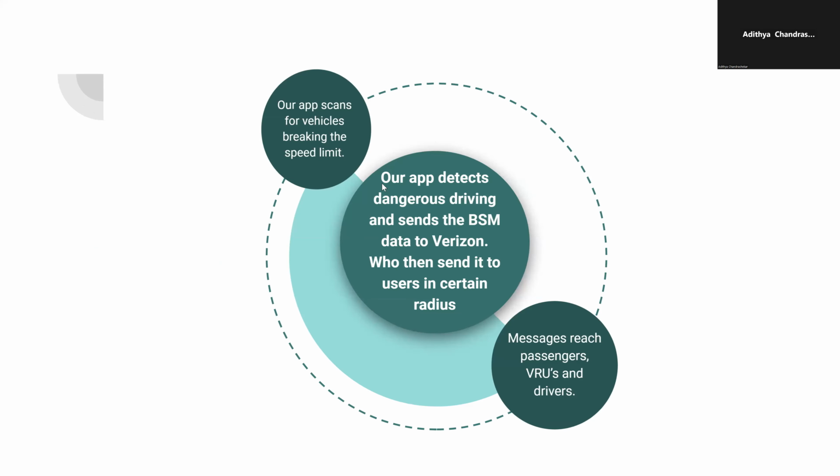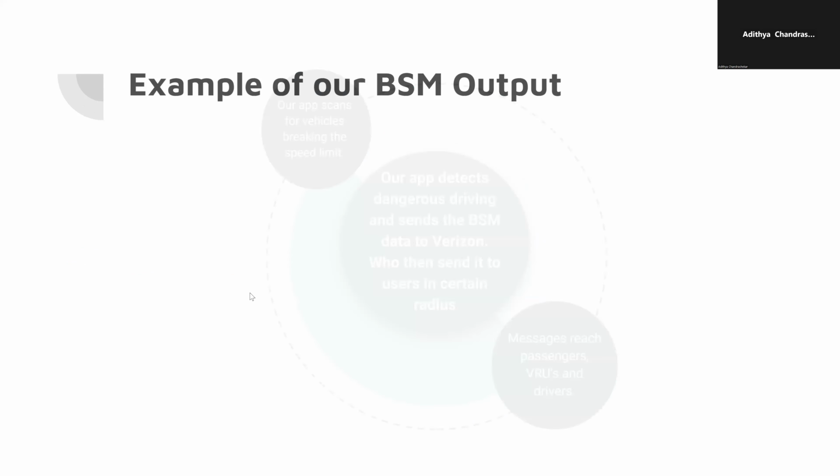So this is another flowchart of exactly how our app works. Like we said, it scans the vehicles breaking the speed limit, detects dangerous driving, and sends the VSM data to Verizon. The messages will then reach the appropriate VRUs.